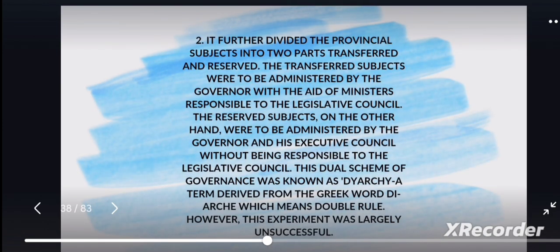It further divided the provincial subjects into two parts: transferred and reserved. The transferred subjects were to be administered by the Governor with the aid of ministers responsible to the Legislative Council. The reserved subjects, on the other hand, were to be administered by the Governor and his Executive Council without being responsible to the Legislative Council. This dual scheme of governance was known as dyarchy, a term derived from the Greek word diarchia, which means double rule. However, this experiment was largely unsuccessful.